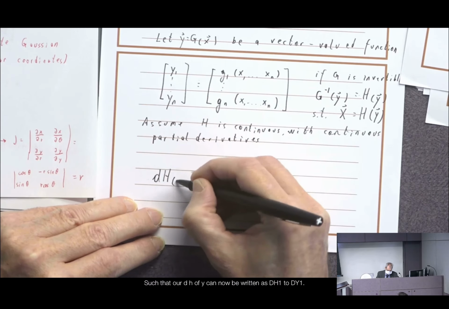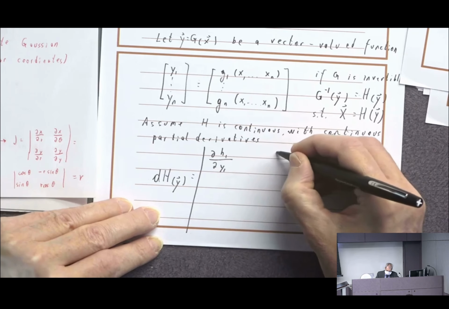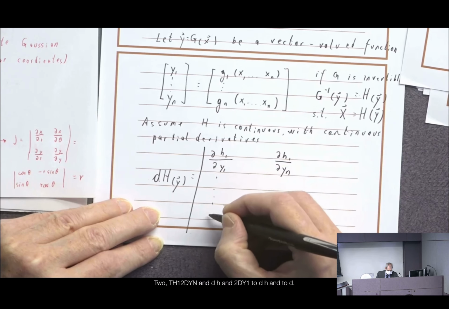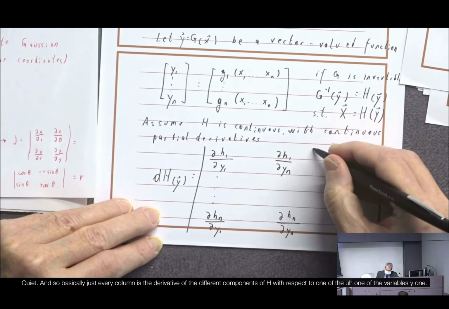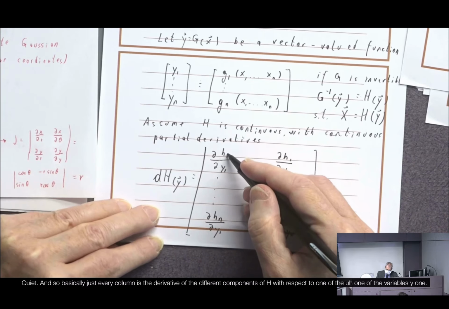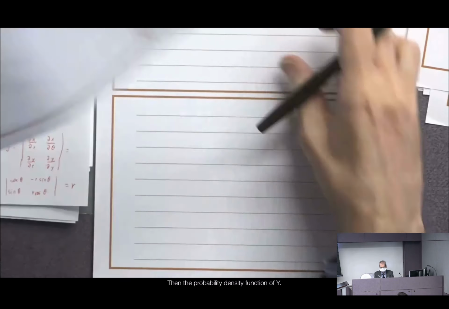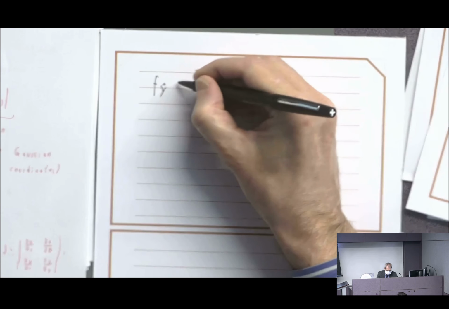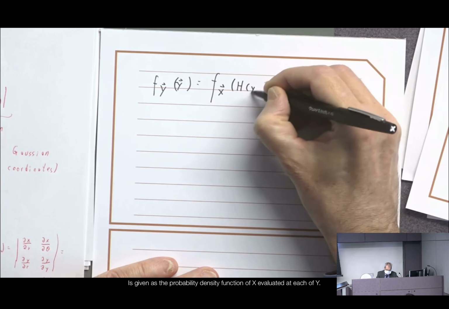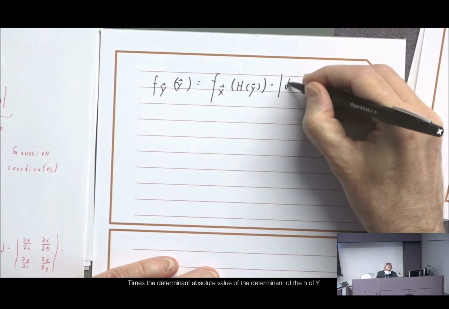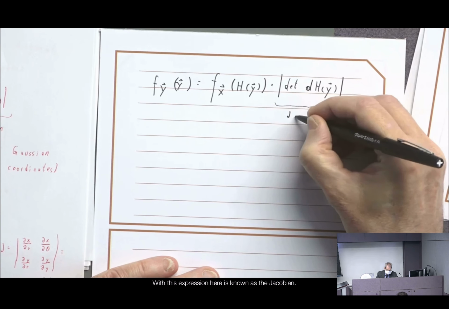Such that our dh of y can now be written as dh1 over dy1 to dh1 over dyn, and dhn over dy1 to dhn over dyn. And so basically every column is the derivative of the different components of h with respect to one of the variables, y1. Then the probability density function of y is given as the probability density function of x evaluated at h of y times the absolute value of the determinant of dh of y, where this expression here is known as the Jacobian.